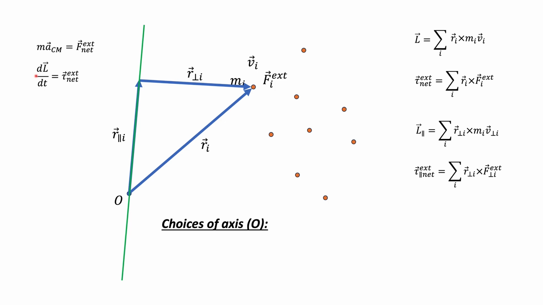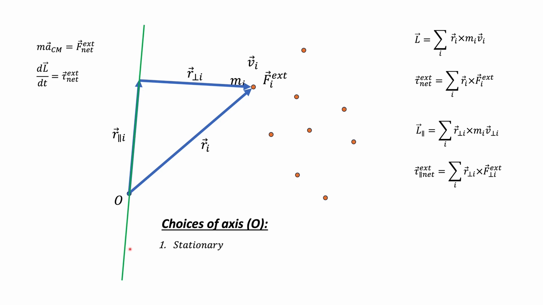There are three choices. The first choice is very simple. Pick our point O or axis as stationary. The point will not move. In this case, velocities will be with respect to a stationary frame of reference, and R is obviously going to be with respect to this point O, with respect to this axis.